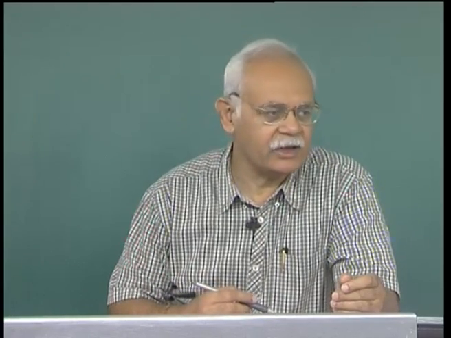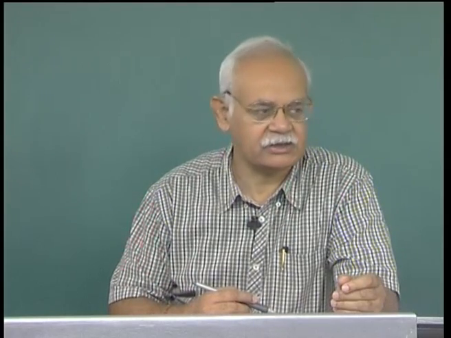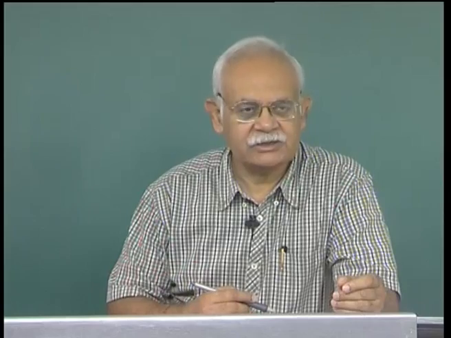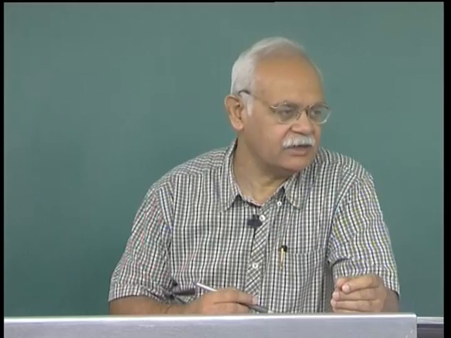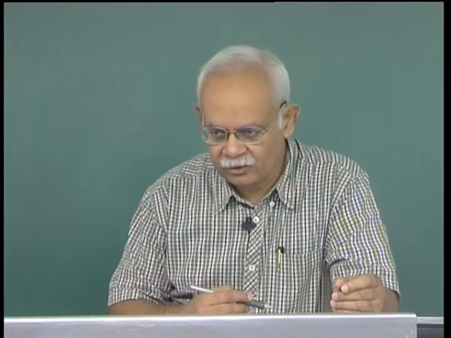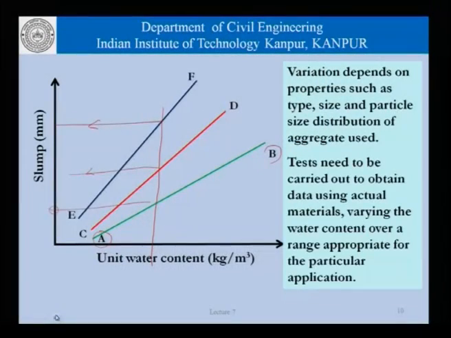So, even though in principle it can be said that the slump water content relationship is largely linear, the variation actually depends on the type, size and particle size distribution of the aggregates used, also on the type of cement used, the properties of the cement, and so on. And we need to carry out tests to obtain actual data using the actual material at site to determine the unit water content versus slump relationship for a given material set.